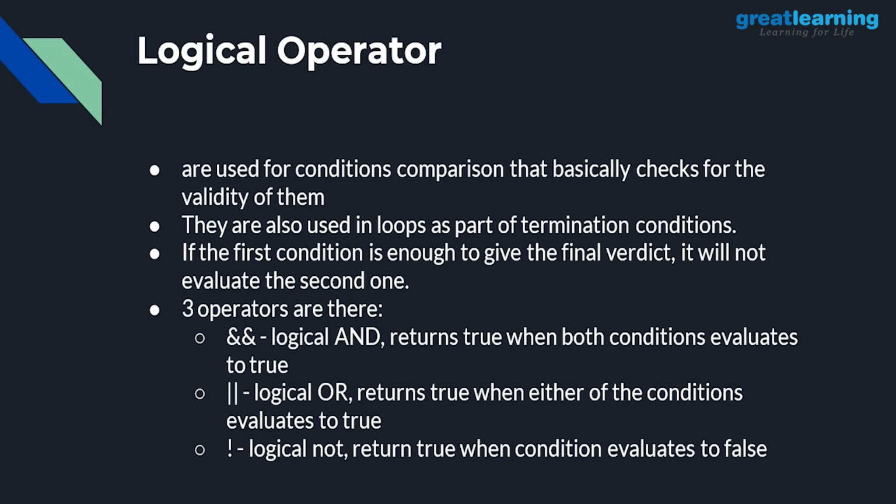They are also used in loops as part of the termination conditions, like if I have reached this condition, then please go out of the loop. There are three operators: AND, OR, and logical NOT. Logical NOT returns true when the condition evaluates to false. So if I'm saying that if age is not equal to 60, and the age is 60, the condition evaluates to true, but NOT returns false. So if age is equal to 60, it will return a false value. But if age is 20 and I'm doing a comparison with 60, then it will return a true value.